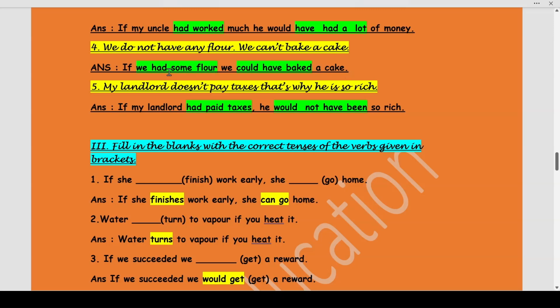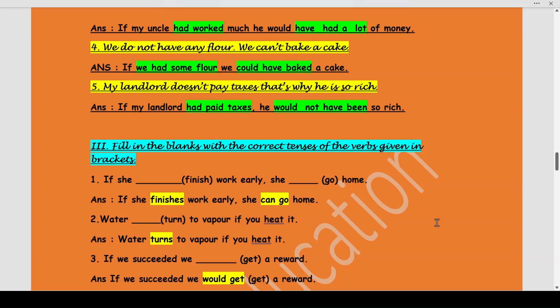You will not write if we had any flour. Over here, when it changes with a conditional clause of if, any becomes some. If we had some flour, we could have baked a cake. So please pay attention to these small things. Number 5, my landlord doesn't pay taxes. That's why he is so rich. If my landlord had paid taxes, he would not have been so rich. Okay, so according to the conditionals, you have to approach these if conditional sentences.